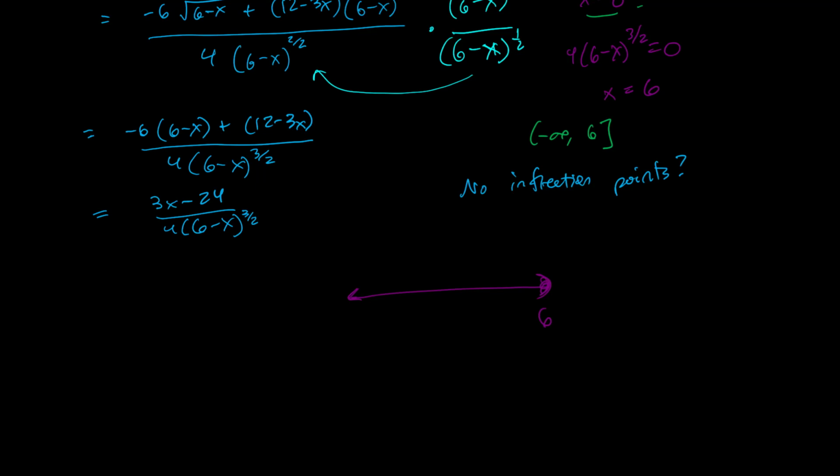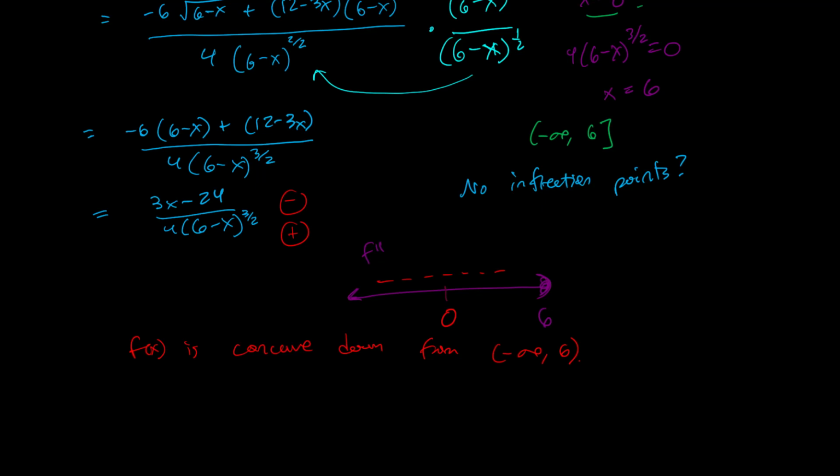We can just pick anything we want and plug it into the second derivative. So for example, how about 0? Let's plug 0 into the second derivative, and all we need to do is see if we get positive or negative. So I'm going to plug in 0. I get 0 minus 24, that's negative, and I get 4 times 6 minus 0 to the 3/2 power, that's positive. So negative over positive. My second derivative will always be negative. Okay, so that tells me that the concavity is concave down from anywhere on the domain. So that's negative infinity up to 6.